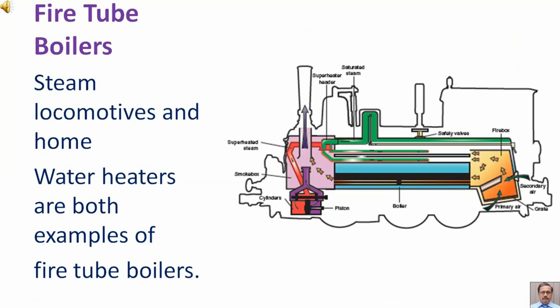Here we are showing the schematic diagram of a steam locomotive. Steam locomotives and home water heaters are both examples of fire tube boilers.